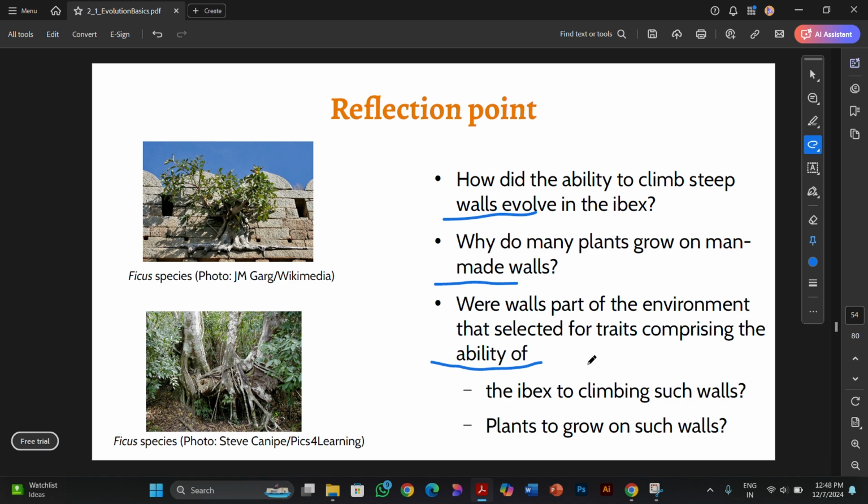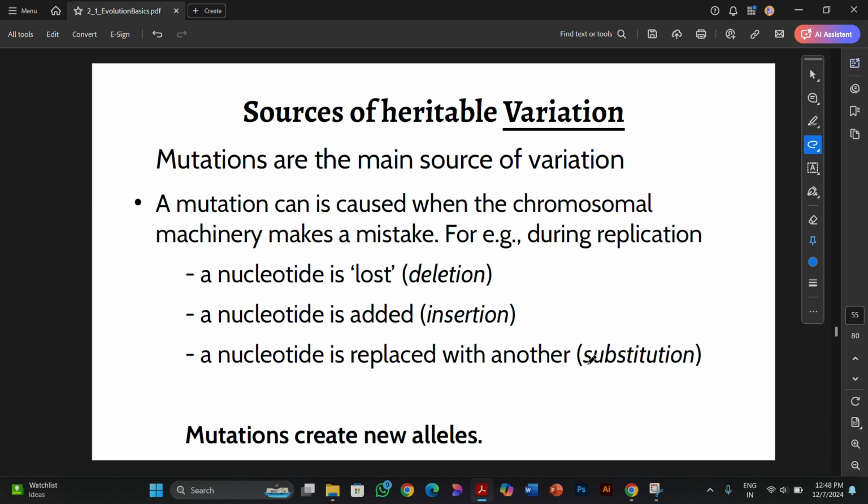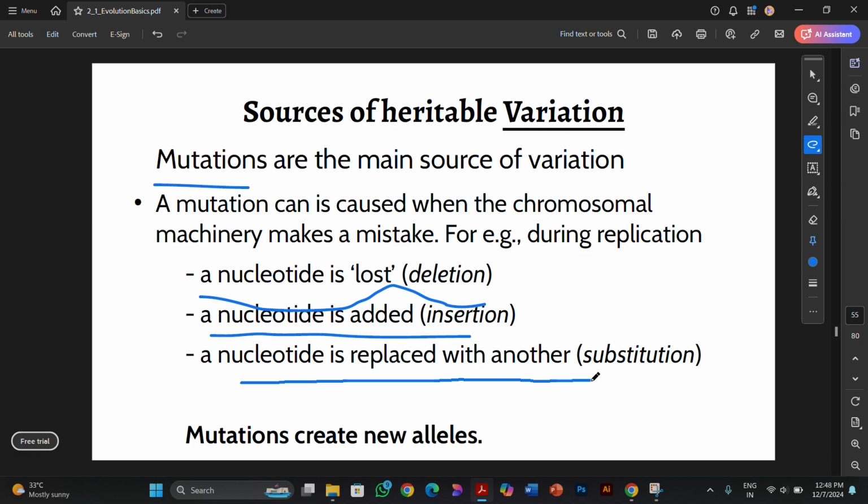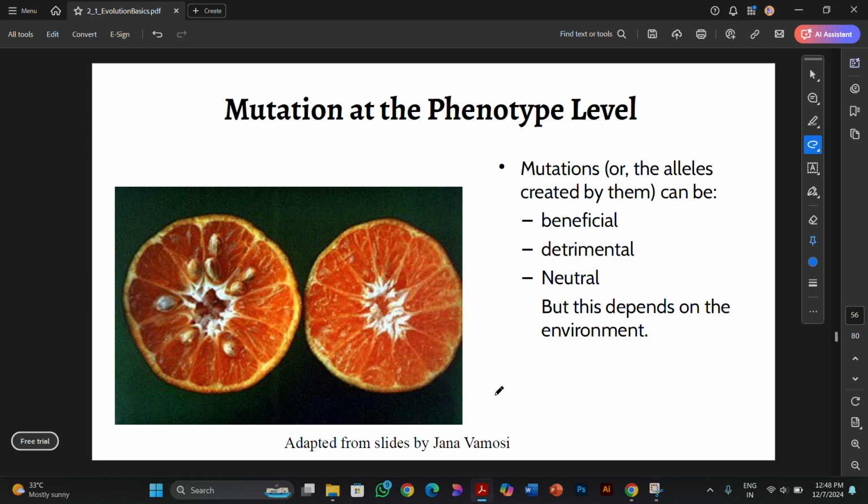Now, what are the sources of heritable variation? Mutations are the main source. Like when a nucleotide is lost, which is called deletion. A nucleotide is added, insertion, or a nucleotide is replaced with another, that is called substitution. Mutations always create new alleles, which increase in frequency later. Mutations can be of three types: beneficial, detrimental, or neutral. Beneficial traits are supposed to increase more because they give more fitness.